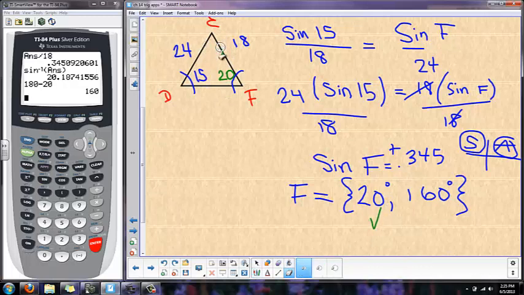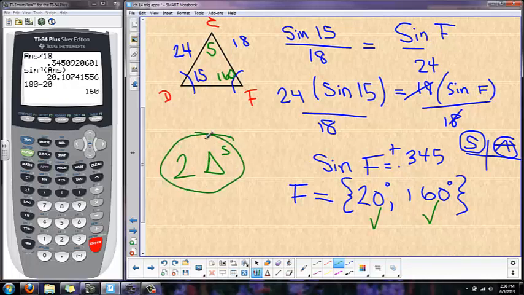Now let's erase these. Let's try the next one. If this was 160 degrees, 160 plus 15, that gives me 175. That means I'm going to have 5 degrees left over for the third angle. It's really small, but yep, it works. So I have 2 triangles that are possible. See, it's not that bad.